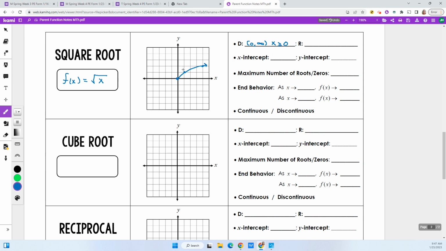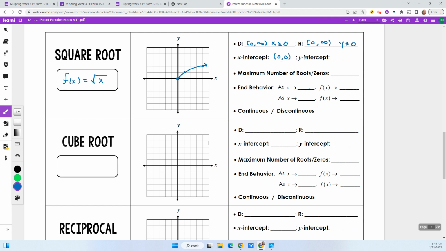And our range, for that matter, is also not going down, right? It's just going up. Our y values keep going up. And so our range in this circumstance is also going to be 0 to infinity, right? It doesn't go below that 0. Or y is greater than or equal to 0. Our only x-intercept and y-intercept are both the same. They're still at that 0, 0.